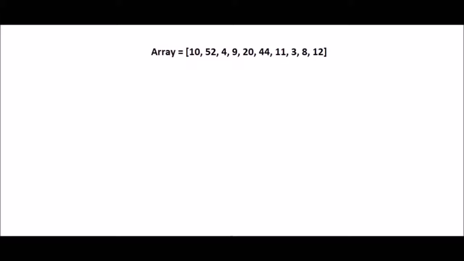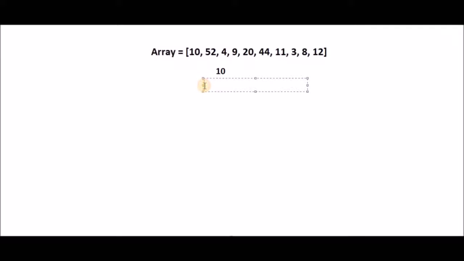Now that we have seen what we need to know before we jump into heap sort, let's take a look at the implementation of heap sort. To begin with, we have this array of about 10 integers, and what we're going to do is first turn this array into a tree. So let's start working on that.